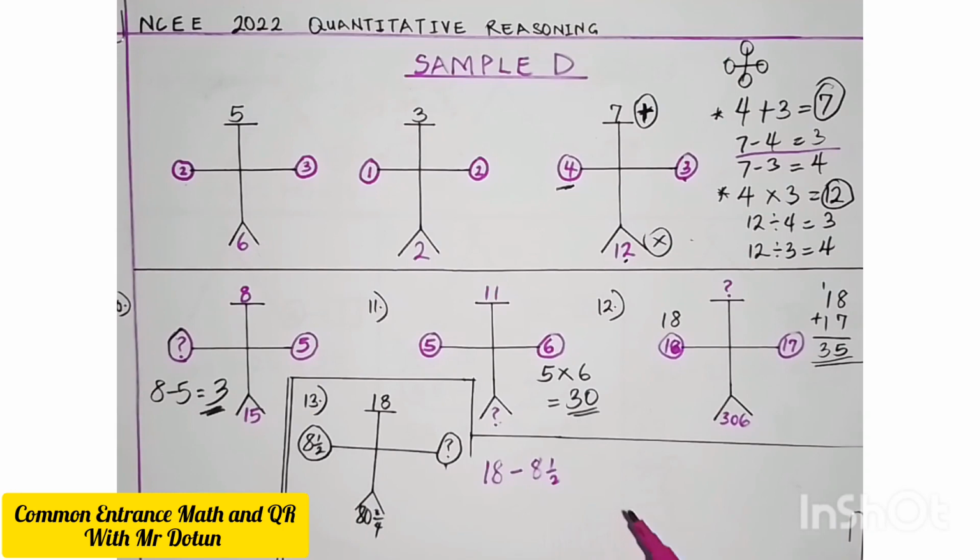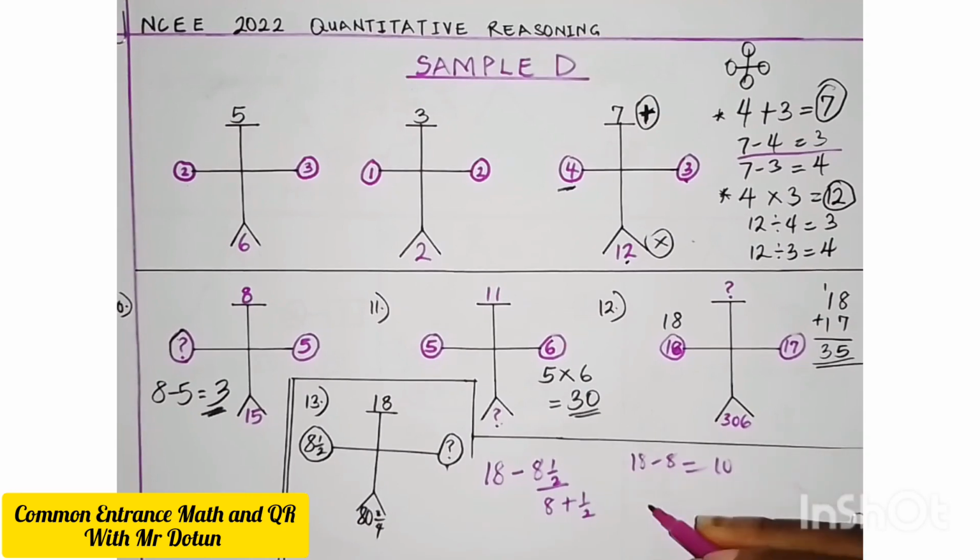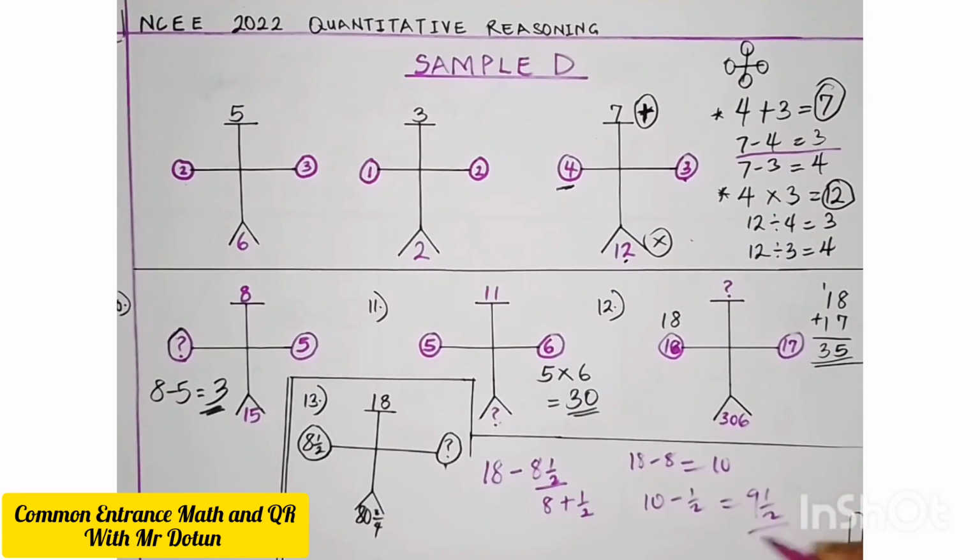You can do this by splitting, and you can do it mentally. You split 8 and a half, then you subtract it in bits. So first, we'll take away 8 from 18. If you take away 8 from 18, you have 10. Then you take away half from 10, you have 9.5. You can play that over and over again so that you understand what I've explained there.